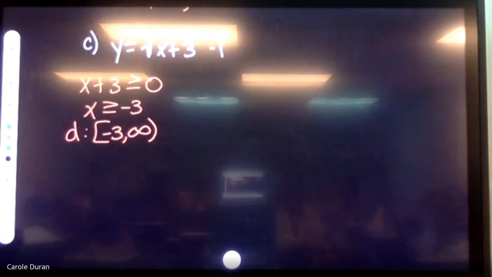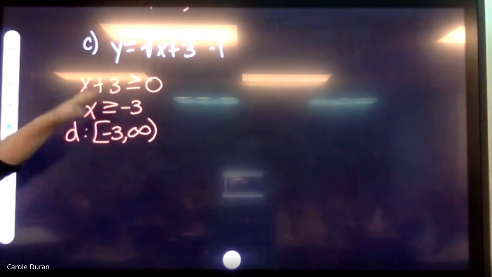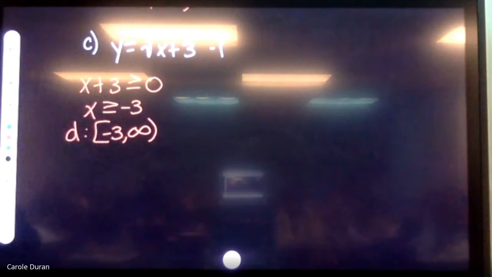Sometimes we'll have negative infinity if it's been flipped. That doesn't happen very often. More often than not, we'll have it flipped over the x-axis, not the y-axis. Okay. So now I would like to do the range.